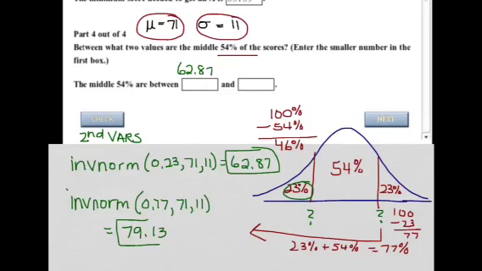So that is my answer for this problem. So the middle 54% of the scores fall between pretty close to 63 and about 79. And that's your final answer.